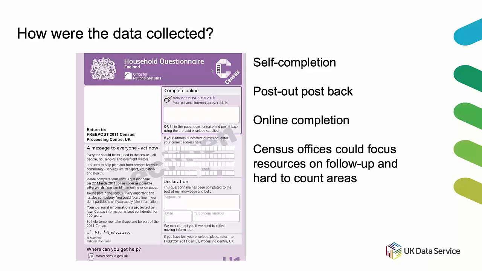By using post out, post back, as opposed to sending people out to deliver and collect forms, it meant that the census officers could focus their resources on areas that were hard to count, and so it sent field workers into those areas. Next time around in 2021/2022, there will be an online completion as the default method.